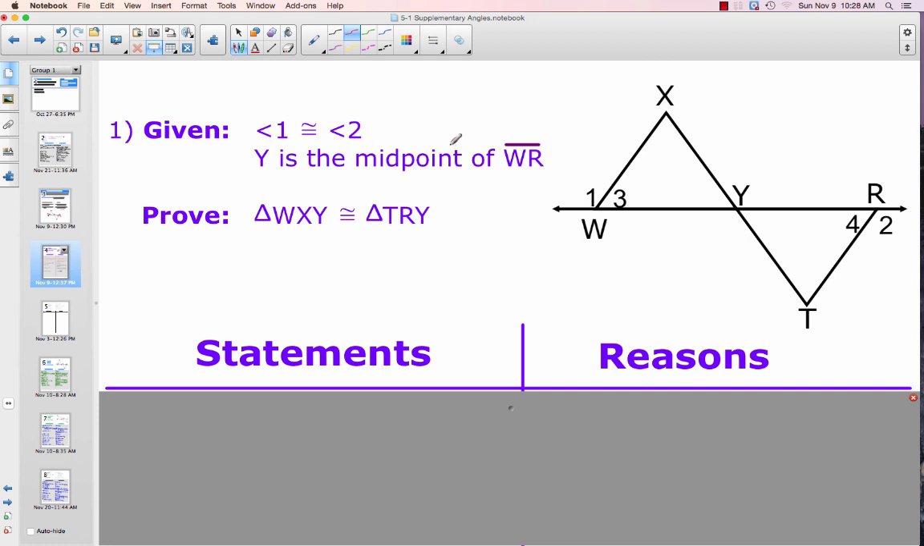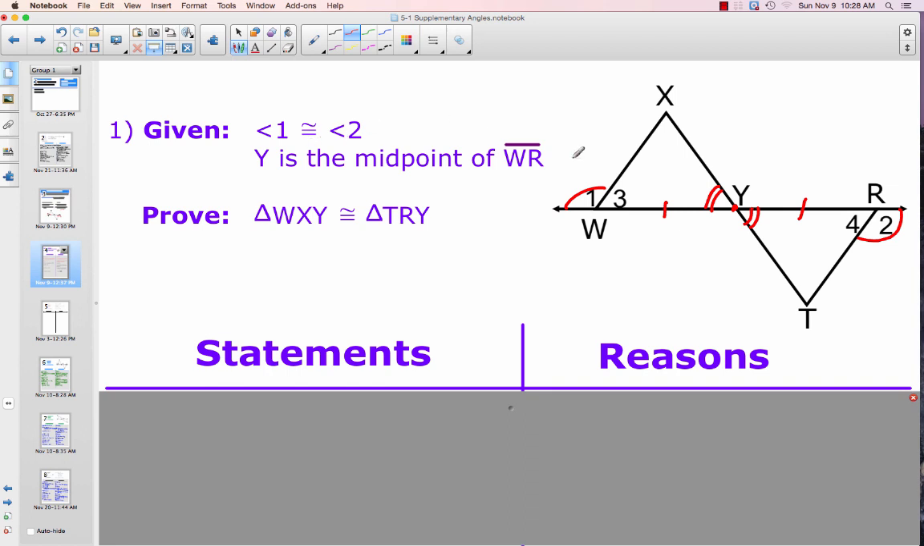So let's take a look at an example in a proof here. So this is the same type of diagram. Angle 1 is congruent to angle 2. We know that Y is the midpoint. Well, if Y is the midpoint of WR, then WY has to be congruent to RY. And then we're out of givens, but you'll notice that we have vertical angles here.